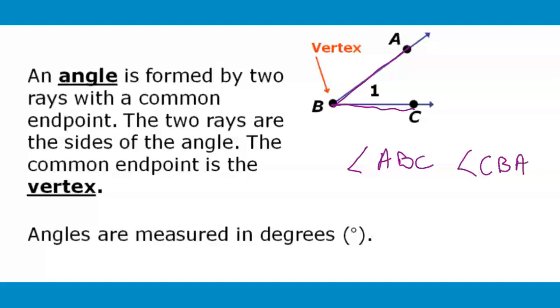Now that's important if I had another line extended out here, if I had a ray going this way. I can't just call this angle B, because B could be this angle, or even this angle. So naming it by 3 points helps clarify what angle we're talking about. And in this case, it's this angle right in here.